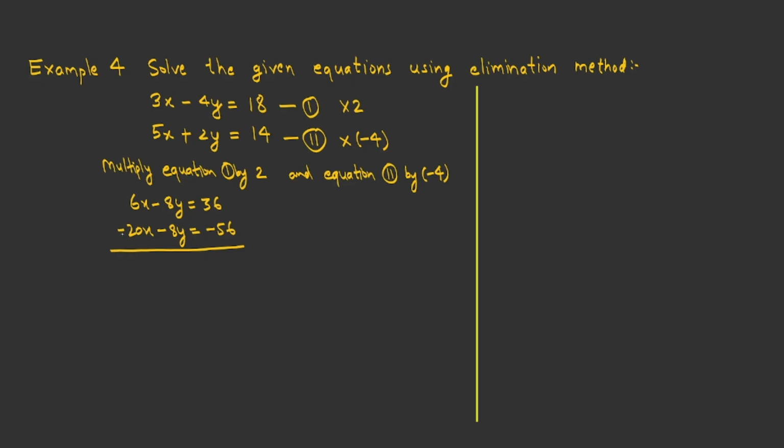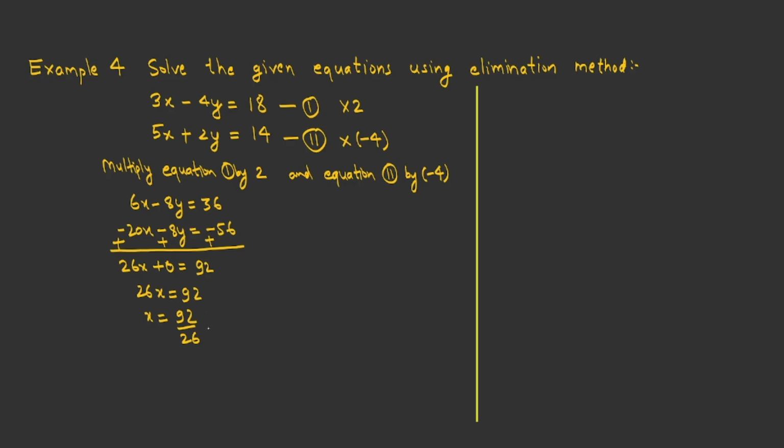So subtract करेंगे तो नेगेटिव 20x का बन जाएगा पॉजिटिव 20x, नेगेटिव 8y का हो जाएगा प्लस 8y, एंड नेगेटिव 56 का हो जाएगा प्लस 56. So this will give you 6x plus 20x will give you 26x, minus 8y plus 8y will give you 0, and 36 plus 56 will give you 92. So here you have 26x is equals to 92. So x will be equals to 92 by 26.